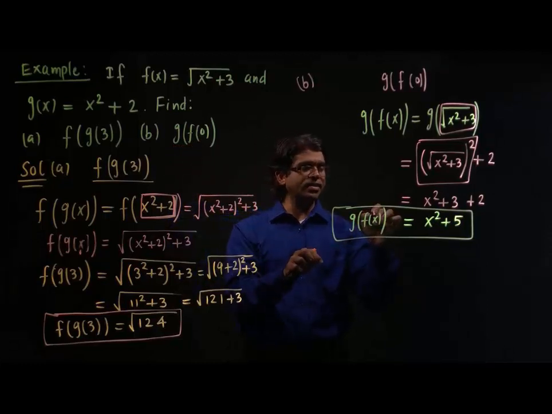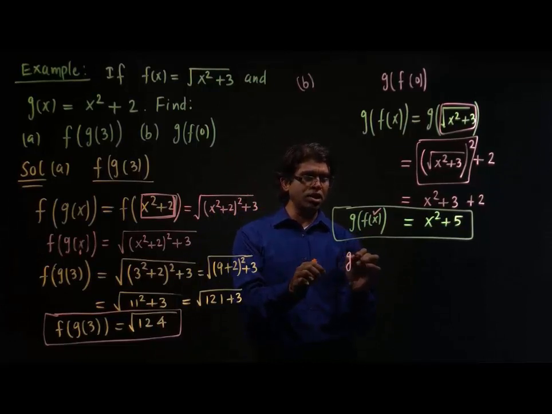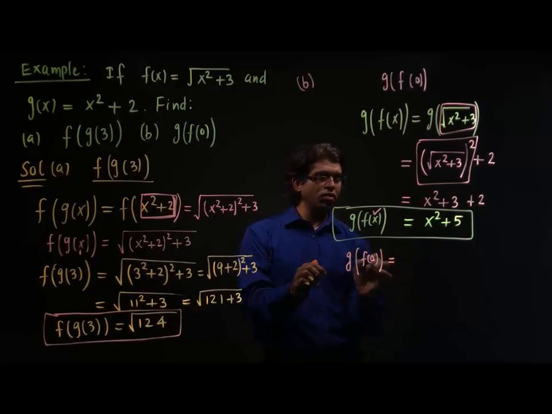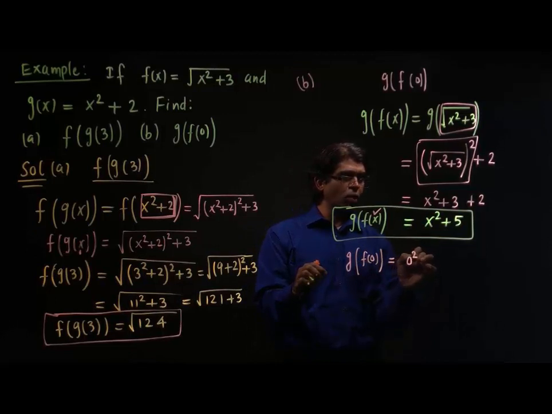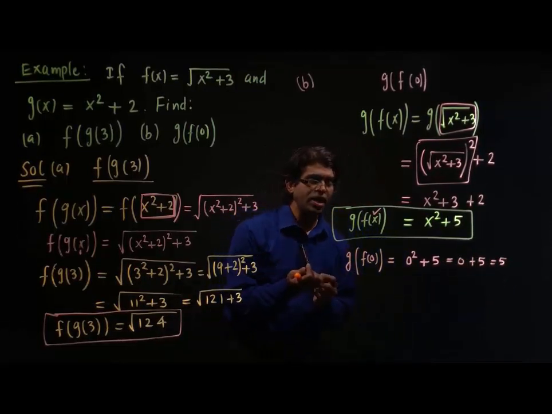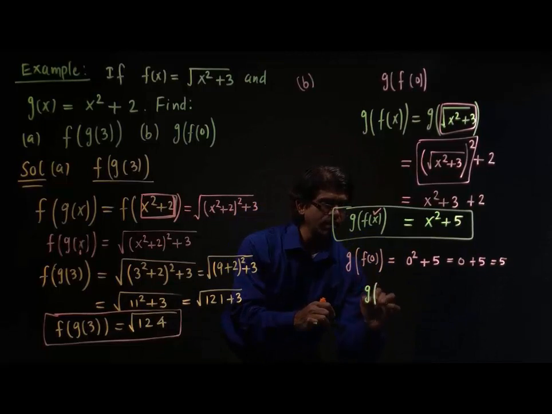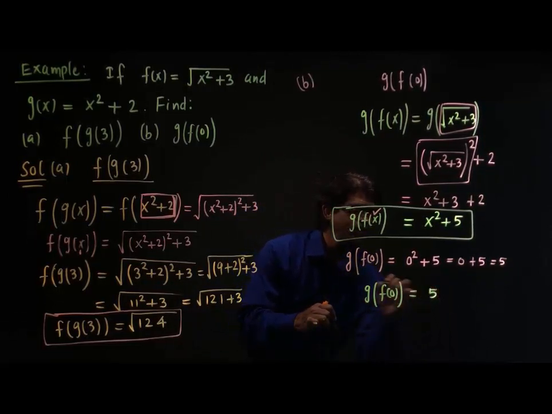Now, if you look at the question, I'm looking for g of f of 0. So for this x, I'm going to substitute 0. So g of f of 0 is equal to 0 squared plus 5. And the square of 0 is 0, so I will write 0 plus 5, and 0 plus 5 is 5. So my value of g of f of 0 is 5.